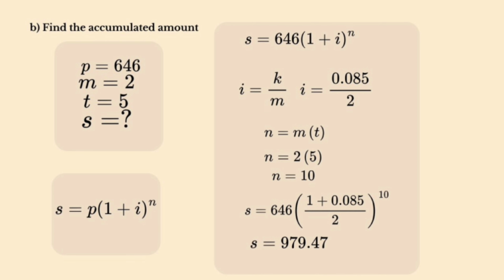Insert all the information given. Next, we have to find the interest rate. I equals to 0.085 over 2. Total of N is 10. And then we get our final answer: S is equal to 979 ringgit 47 cent.